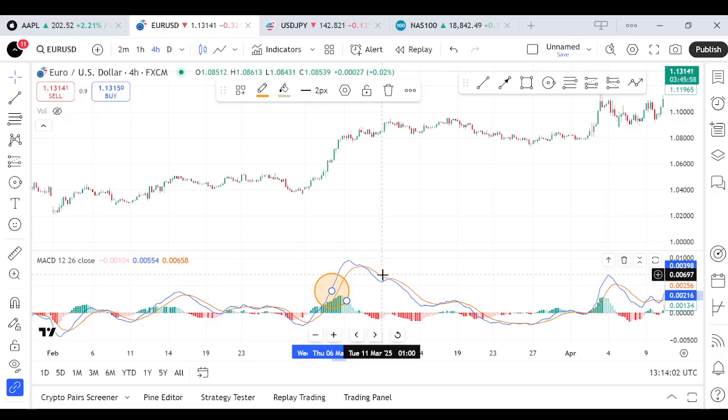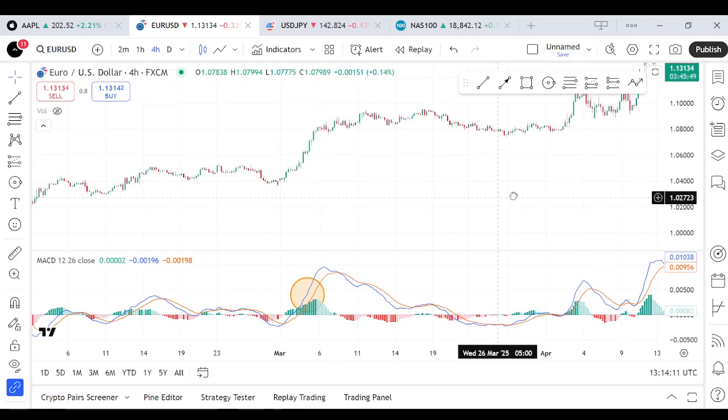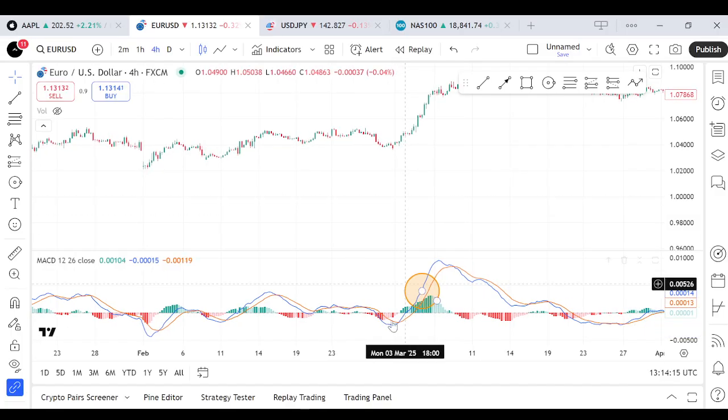When the MACD line is below the signal line and both are below zero, it signals bearish momentum, and we should just be looking to sell. We should be looking for opportunities to short the market. When it's above zero, it indicates the trend is strong enough.